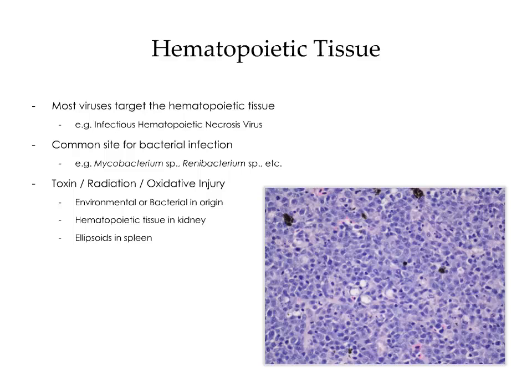Other causes of hematopoietic injury include toxin exposure, radiation exposure, and oxidative injury. These agents may be environmental or bacterial in origin. In addition to the hematopoietic tissue of the kidney, these agents can also cause injury to the ellipsoids of the spleen.